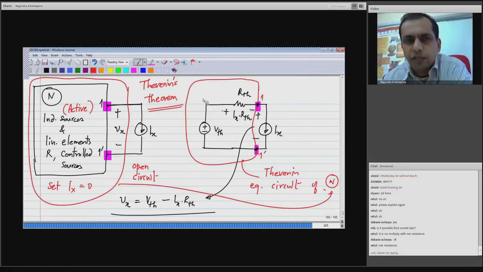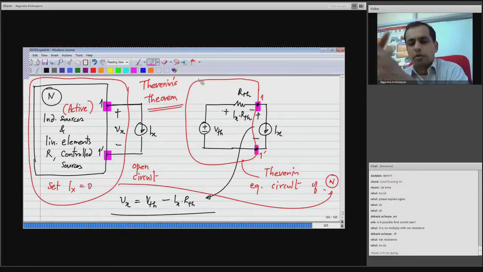What we did was we just used linearity of the circuit N and proved that it can be represented by a voltage source in series with the resistance. Essentially we proved what is known as Thevenin's theorem. So any questions about the proof or the idea of Thevenin's theorem?